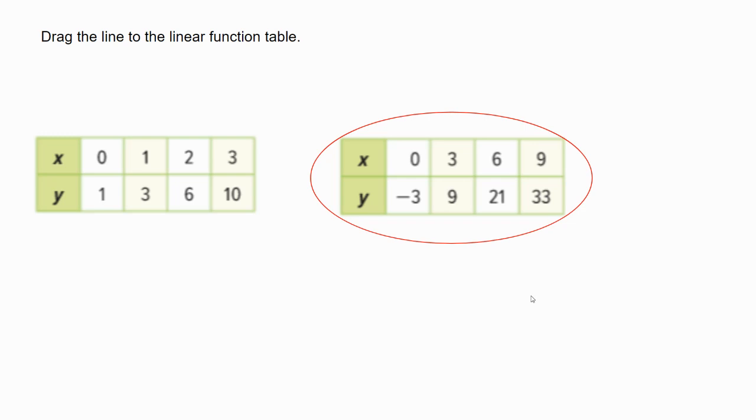And the one on the right is linear because it changes 3, it changes 3, it changes 3 on x, and it changes 12. It adds 12 each time on y. And when you look at the one on the left, the y does not have a constant rate of change. It adds 2, it adds 3, and adds 4. So the right one's linear.